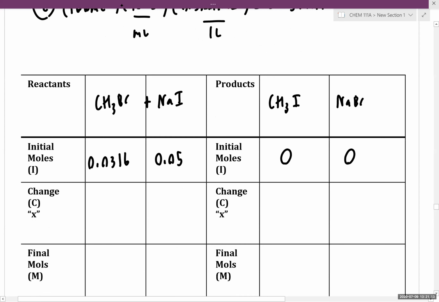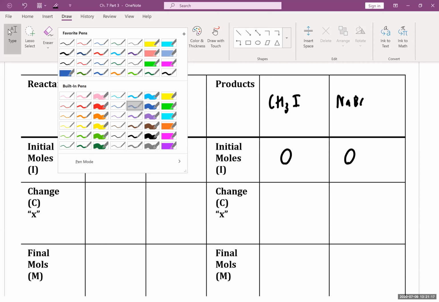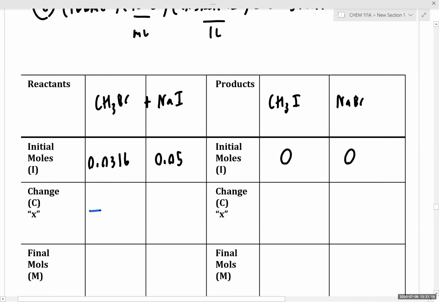Then in our ice table, we plug in the change coefficient. So what would the change coefficient be for methyl bromide? What times x? Is it 1x, 2x, 3x? What is our coefficient for methyl bromide? 1, yep. So minus 1x. For sodium iodide, it's minus 1x as well. Methyl iodide, it's plus x. Sodium bromide, it's plus x.